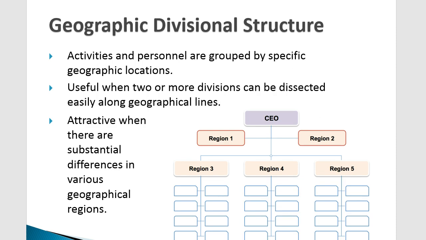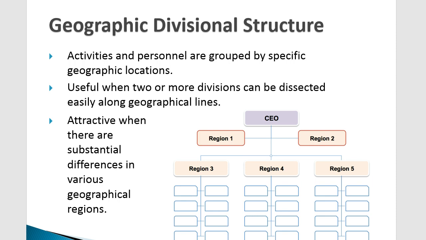Now, a geographical divisional structure is basically saying regions. If we have a company that's a worldwide company, and we want to operate this company effectively, we may have to break it up by different regions. Maybe you're a dollar store retailer, and you may have to operate that dollar store differently between geographical regions in one country or geographical regions in multiple countries. So you could break up your divisions by the regions that have the most in common.